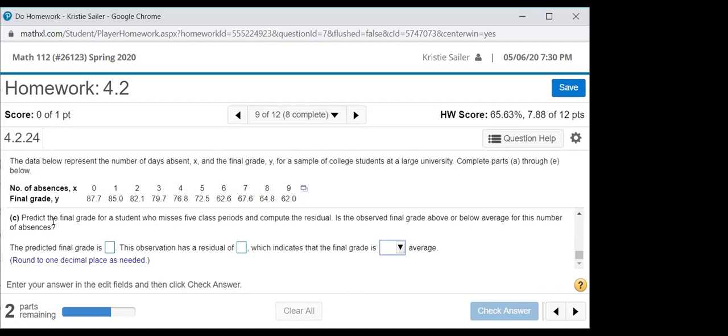Predict the final grade for a student who misses 5 class periods and future results. So again, this is your observed value here. I have to put that, 72.5. That's the one that's reported. You want to put 5 in your regression equation and see what you get.